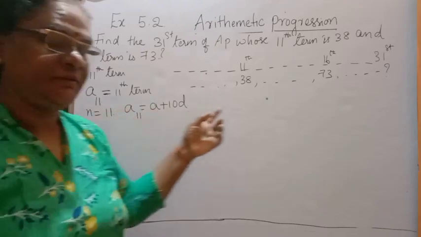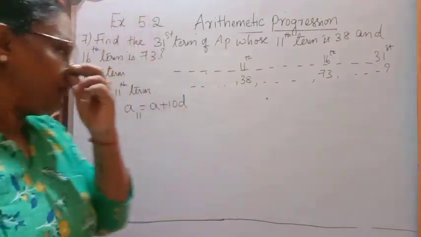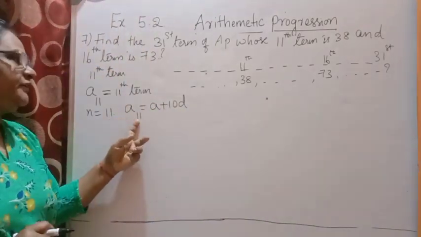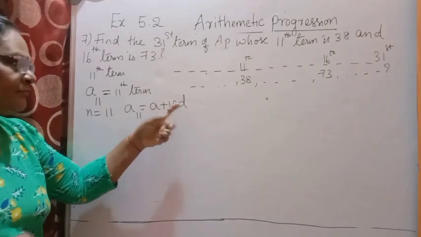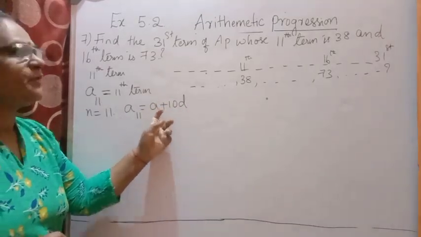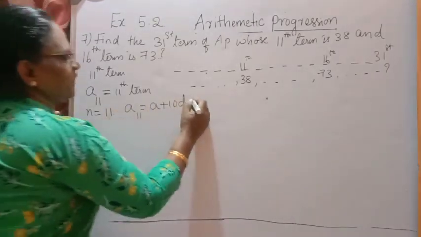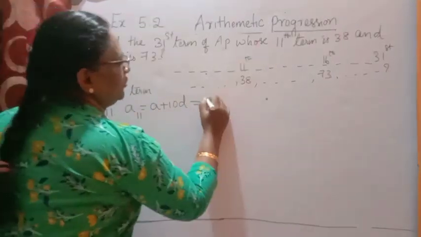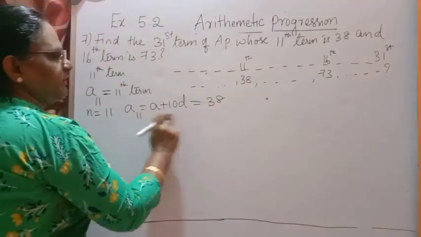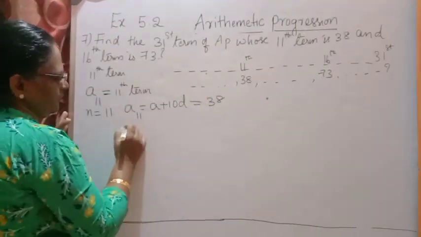In deriving the formula, I have told you, whichever term is there, the difference should be one less than that. Because you have the first term here, first term plus 10 times the difference will give you the 11th term, is it not? But the value of this is also given, how much? 38. This is the 11th term value, it is 38.